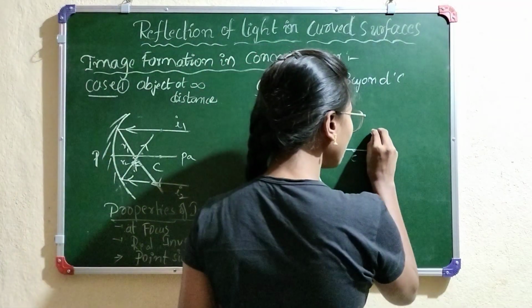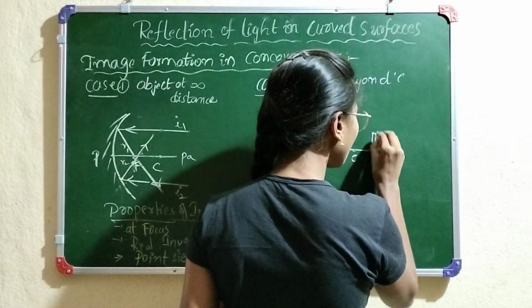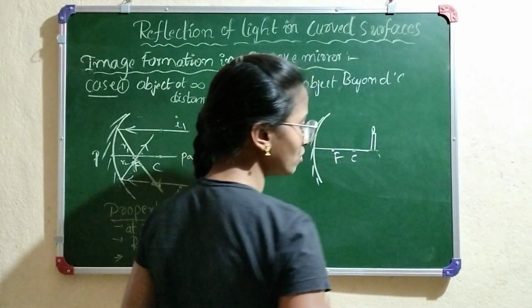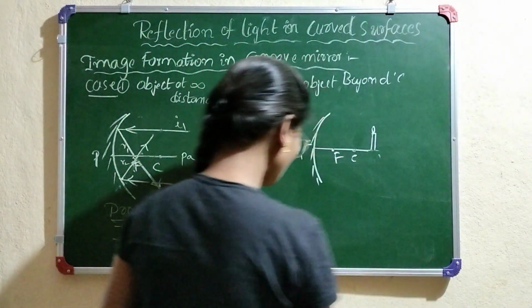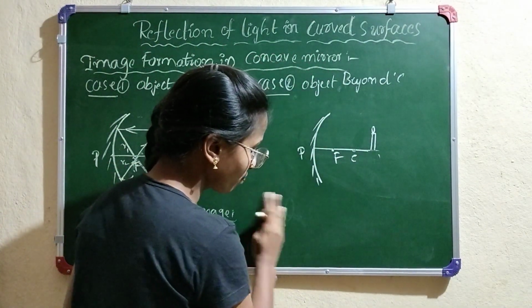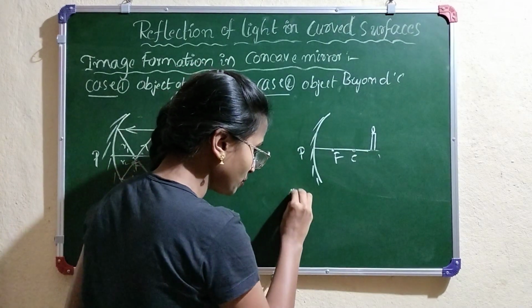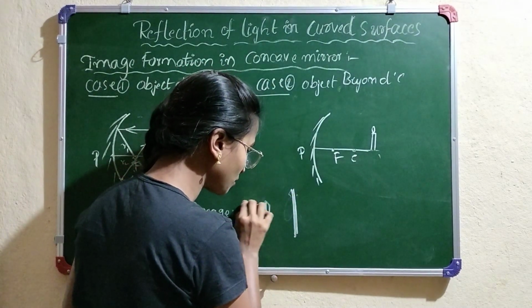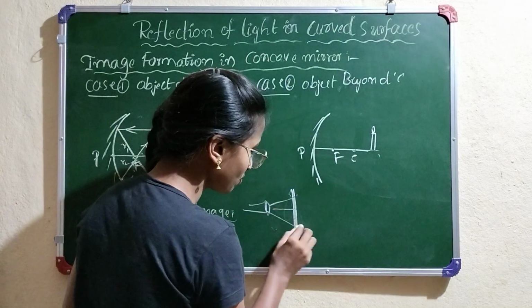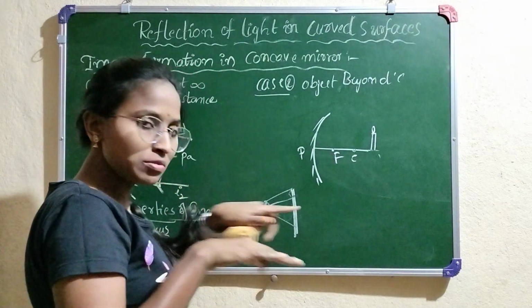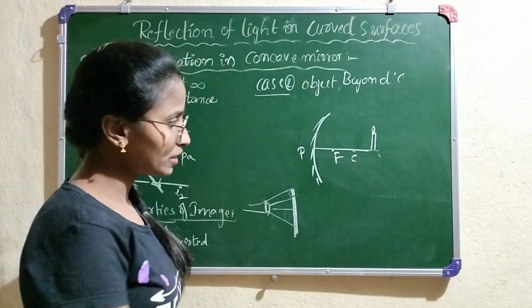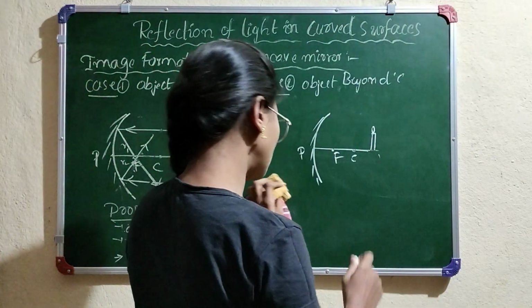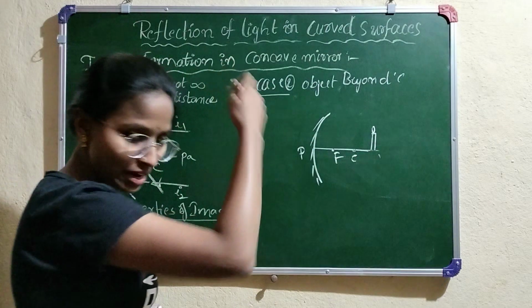So now I am taking one candle and keeping it here, beyond C. Now from this, suppose the mirror is here and I am keeping one torchlight here. Some slanted light beams will fall on the mirror, and some parallel beams will also fall, right? In the same manner, here also some parallel rays will come and some slanted rays will come.